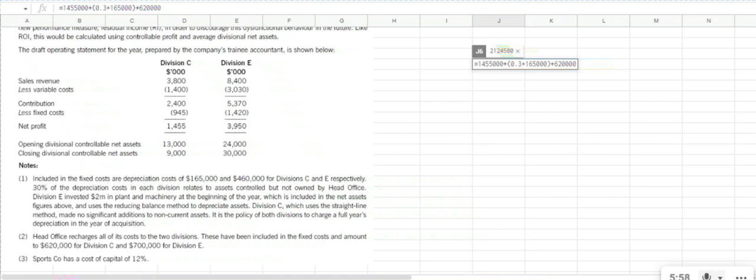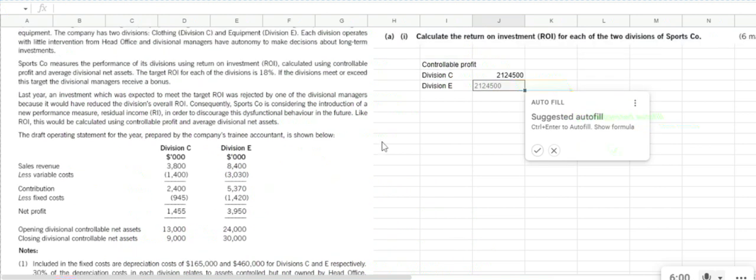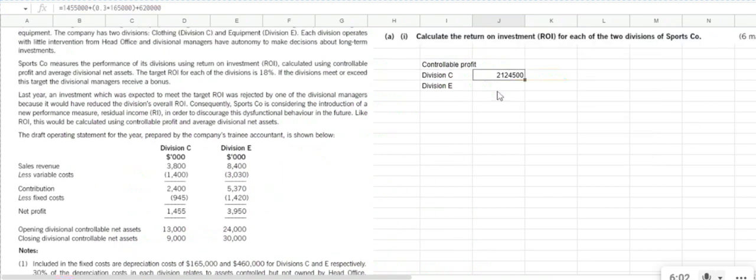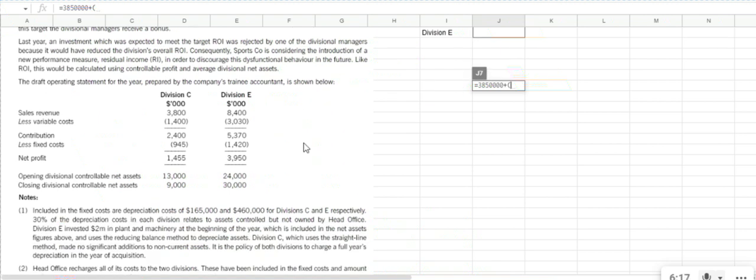So the controllable profit for division C is this. Okay. Let's do the same for division E. The net profit given is 3950123. We will need to add back anything which is not under the control of the manager.